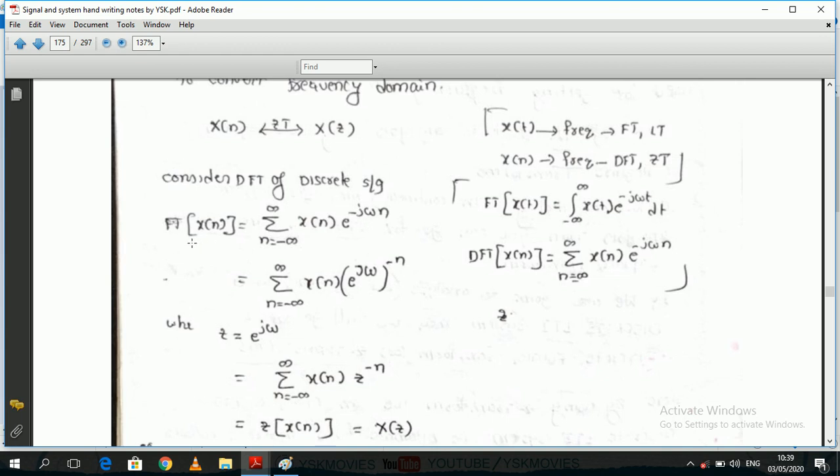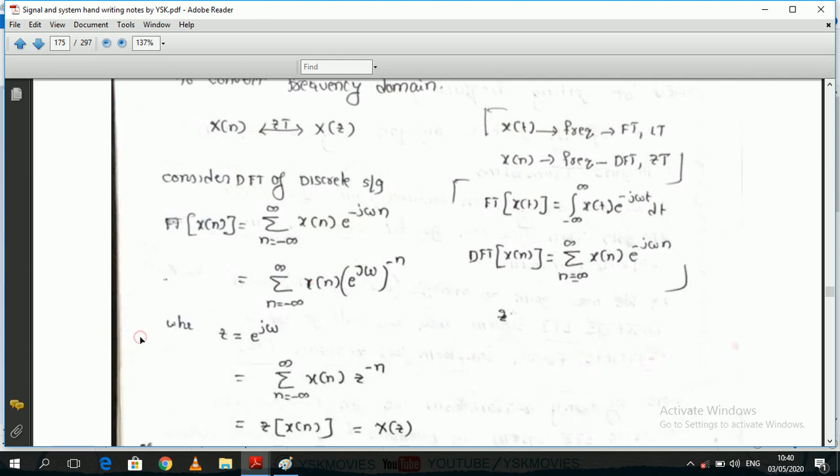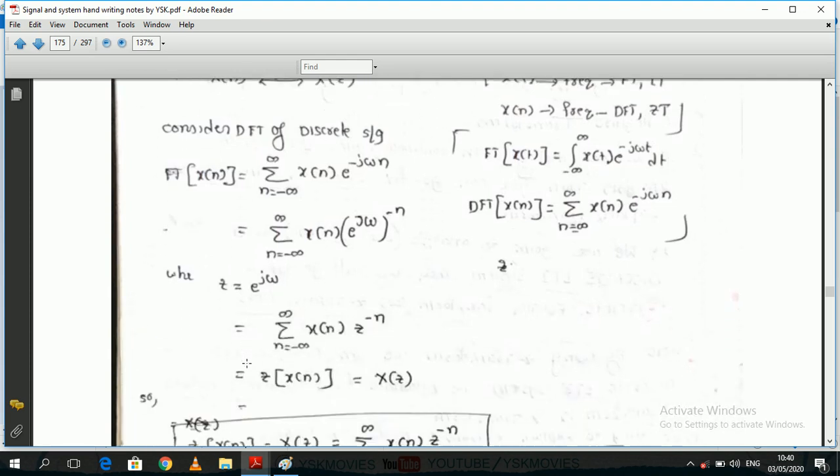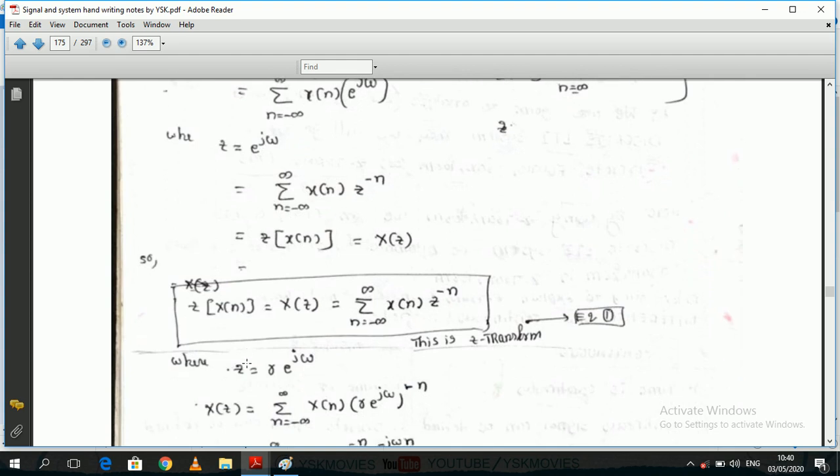Okay. So the Fourier transform of x of n is equal to the summation n equal to minus infinity to infinity of x of n e power minus j omega n. You can write this equation like this. After that, put z is equal to e power j omega. So instead of e power j omega, we put z. Then it becomes summation n equal to minus infinity to infinity x of n z power minus n.